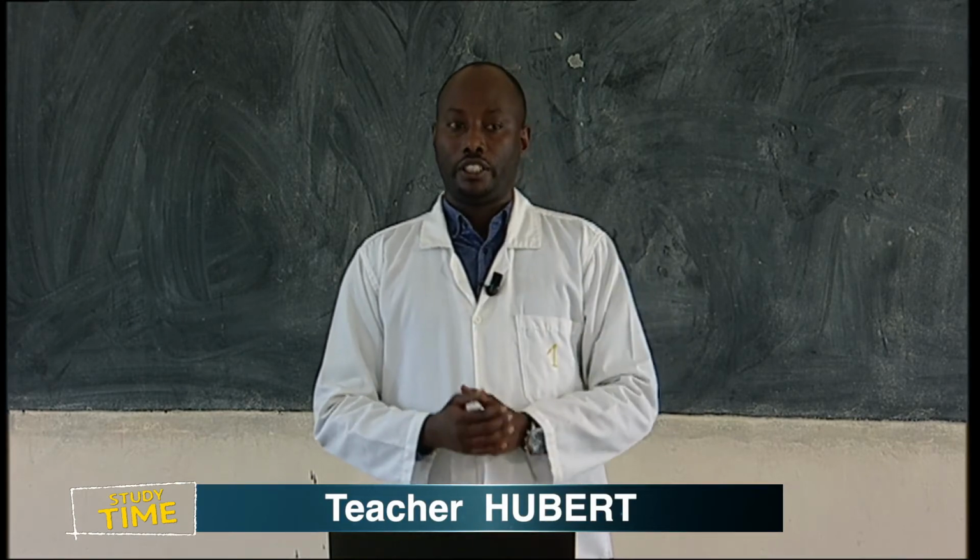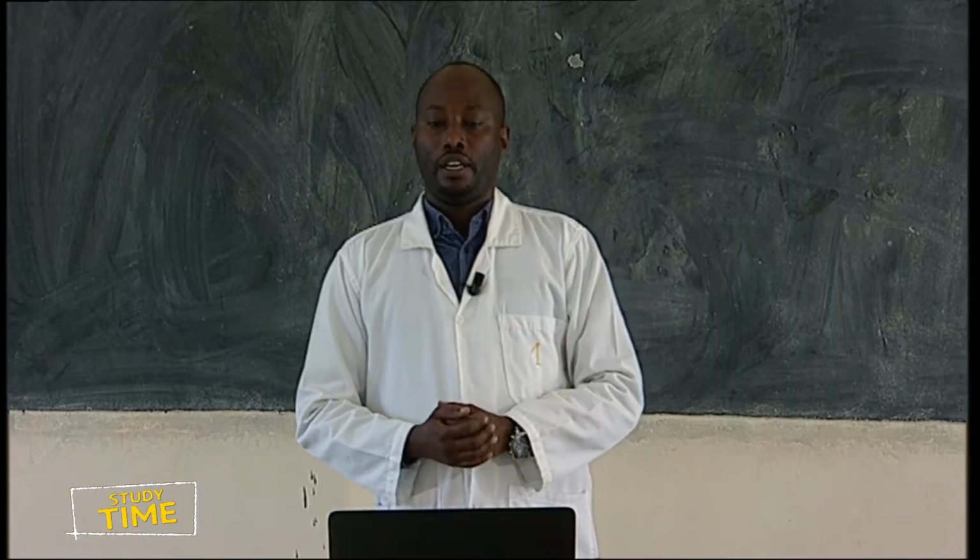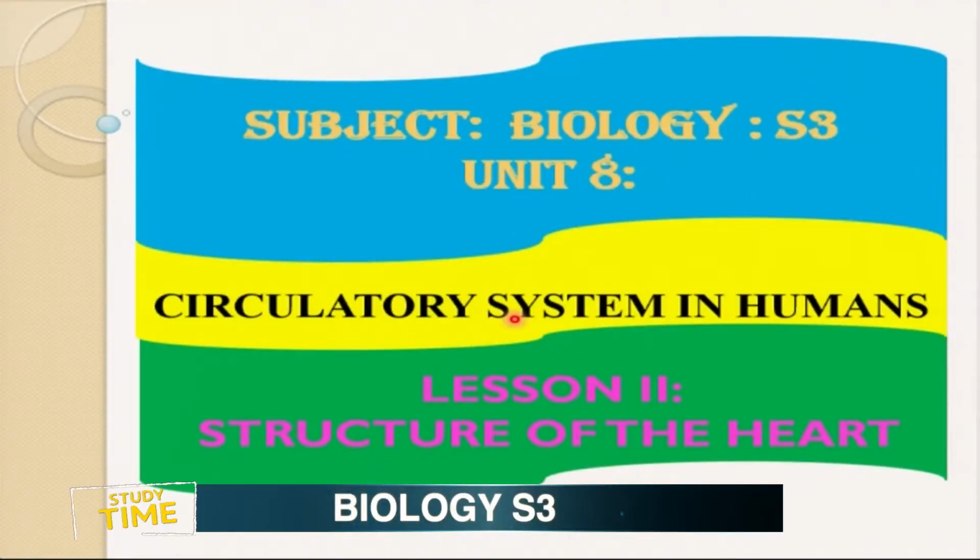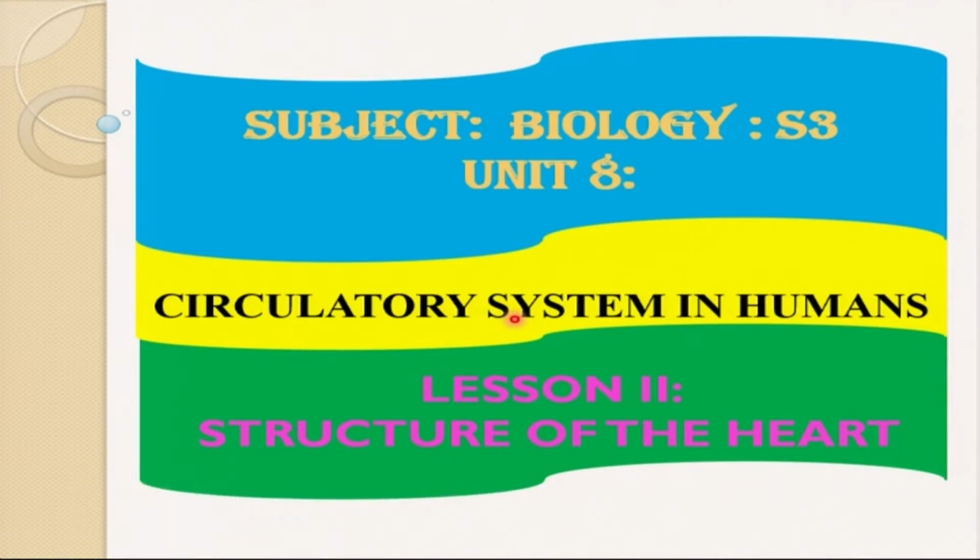We are on Unit 8. I think you remember we discussed Unit 8, and we talked about types of circulation, where I talked about single and double circulation, closed and open circulatory systems. We said there are two types of circulatory system. So we are going to start the lesson.